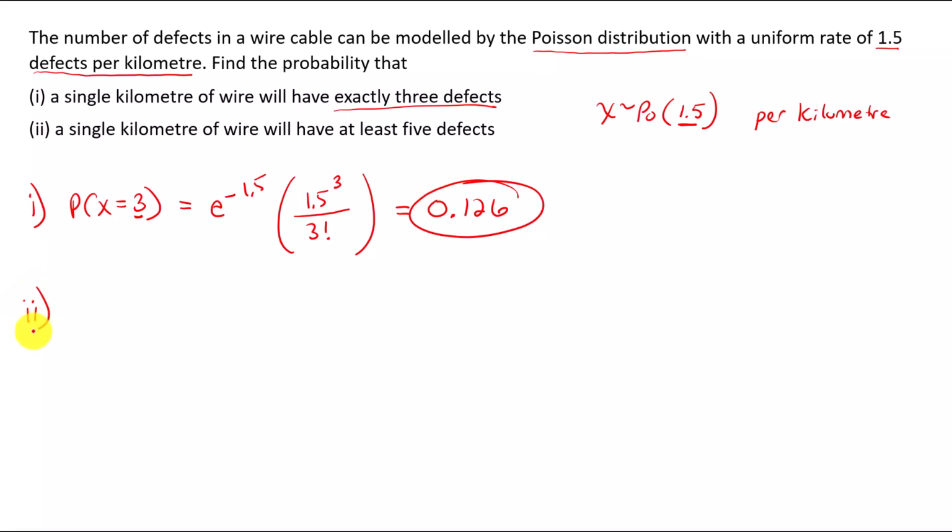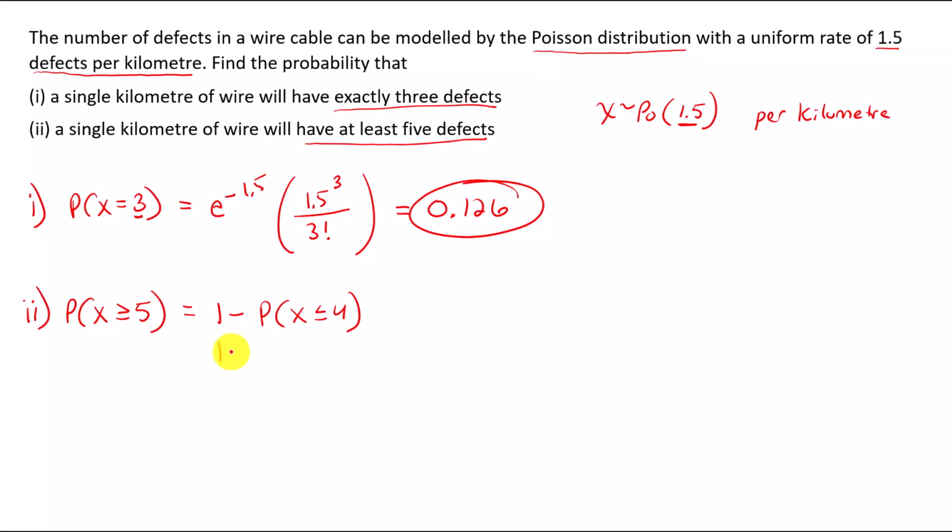Now, for part 2, it says we're supposed to find the probability that a single kilometer of wire will have at least 5 defects. So this would be the probability that X is at least 5, which would mean greater than or equal to 5. And this is different from our binomial distribution because I don't have a number of trials. So if we were going to do this, we would have to do 5, 6, 7, 8, and we have no stopping point. So you have to use the alternative for this. You have to say, well, if X is greater than or equal to 5, the alternative to that is to do 1 minus the probability that X is less than or equal to 4. And that's what I'm going to find.